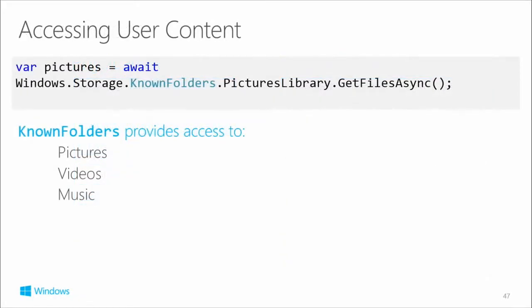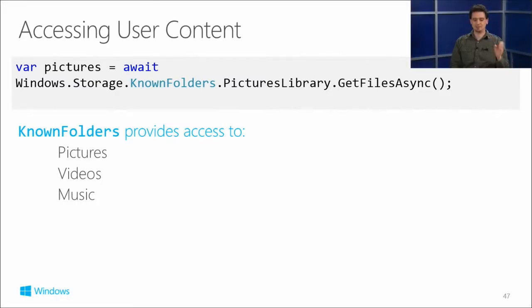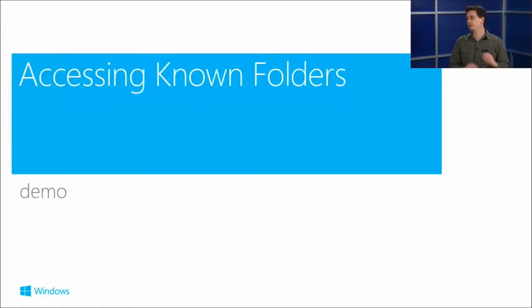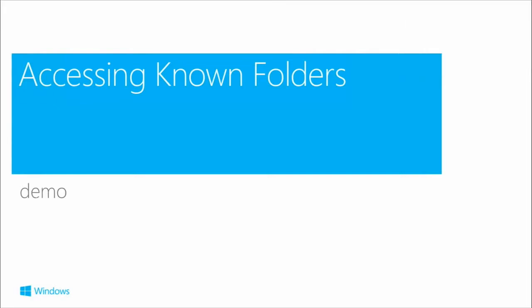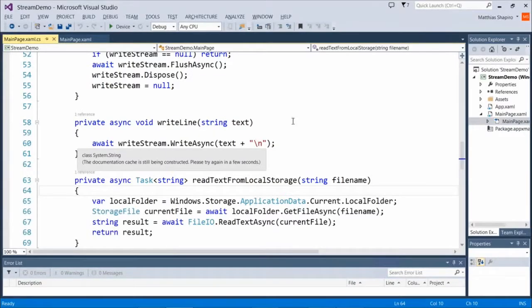And getting it is just really, really simple. All we have to do is say var pictures = await Windows.Storage.KnownFolders.Pictures, Videos, Music, Camera, whatever, .GetFilesAsync, and it'll give us information about all the files inside of those folders. So let's see how that works.